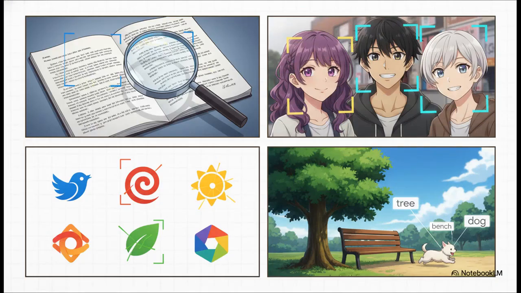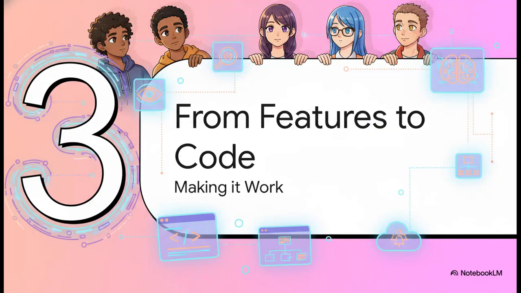So what were the big lessons from this classic series? It was all about the fundamentals. Detecting and pulling text out of images, even handwriting, recognizing faces, spotting company logos, and just generally labeling objects in a picture. This is the OG toolkit that really started it all. All right, so knowing what it can do is one thing, but how do you actually make it happen? How do you write the code?